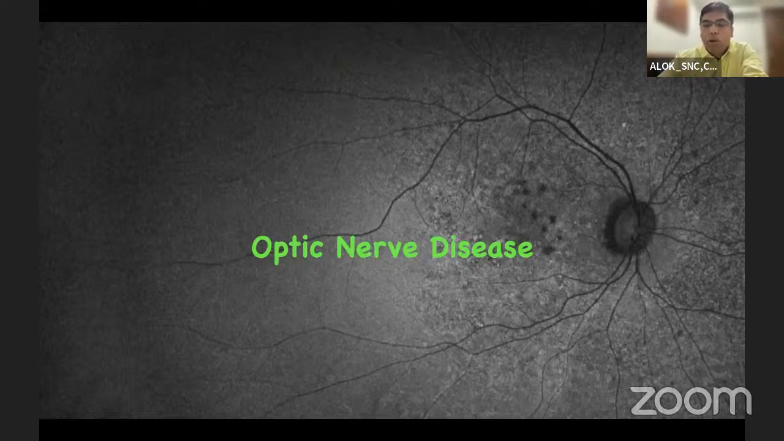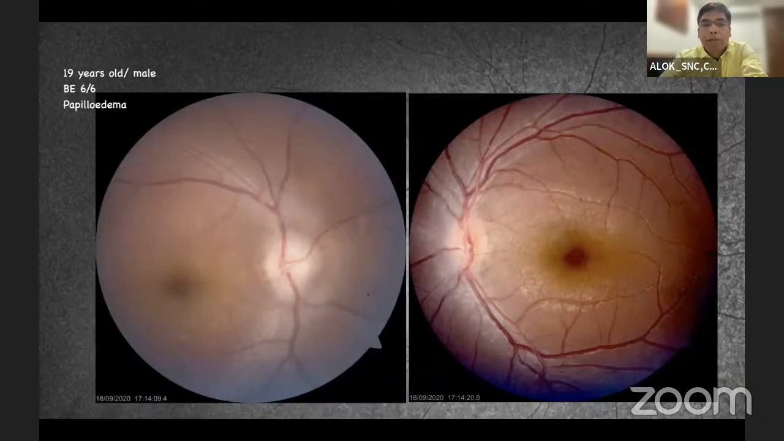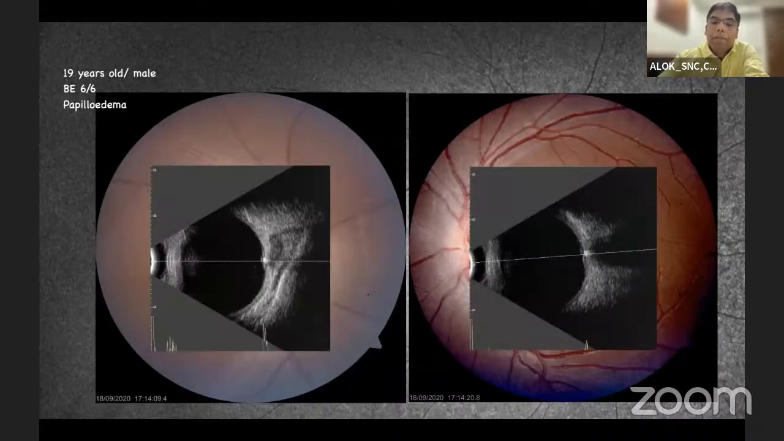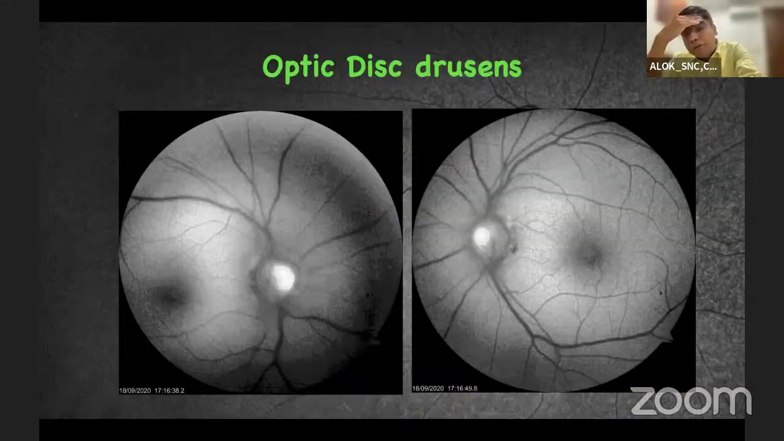Now, coming to optic nerve disease, this patient was referred to us as a case of papilledema. You can see right and left eye of the patient. The margins of the disc are blurred with elevation. And what you see on B scan are these optic nerve head drusen.